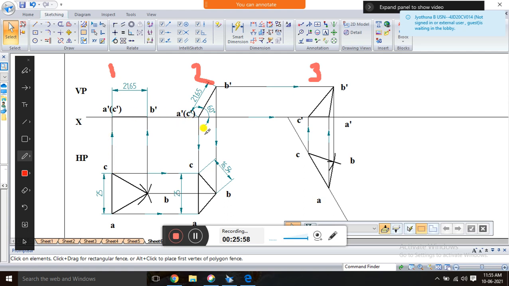And the second position is inclined to one plane, and the third position is inclined to another plane. So here HP is there. So second HP, third VP. And we did the normal method because it is the same edge of the same length, so the same inclination. So it is the normal method.